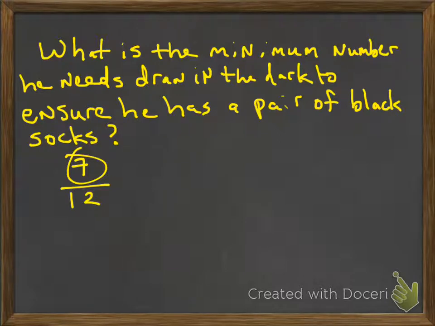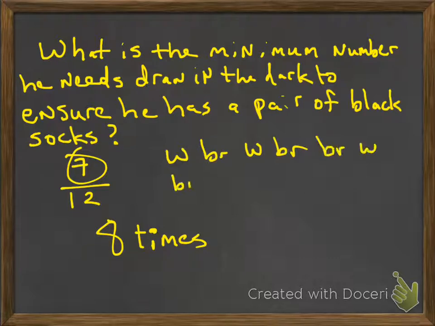So that means to ensure that he's going to get the black socks, he has to draw 8 times, because on that 8th one, there are no more white or brown socks, so that makes sure that there's a black sock. Again, this is pure theory. It wouldn't be something that's likely to happen, but they're saying to make sure.